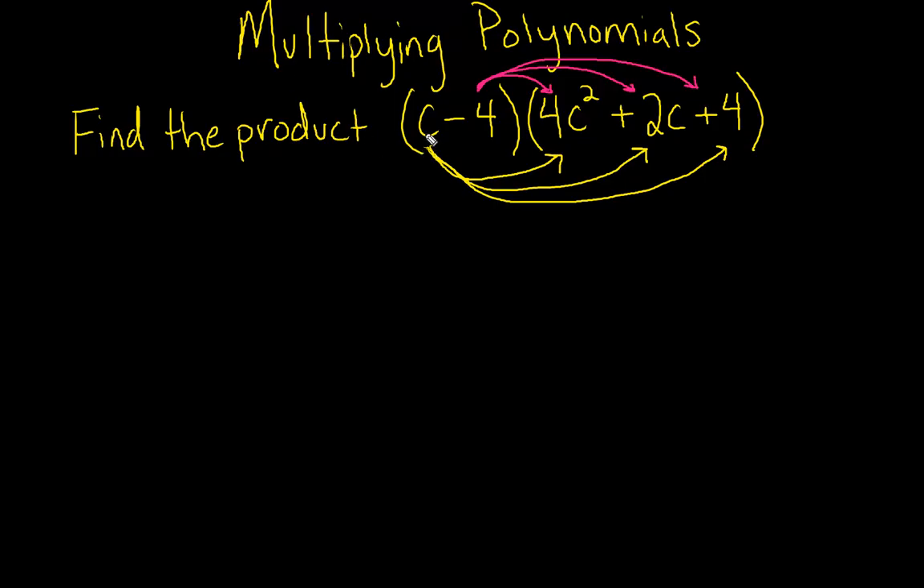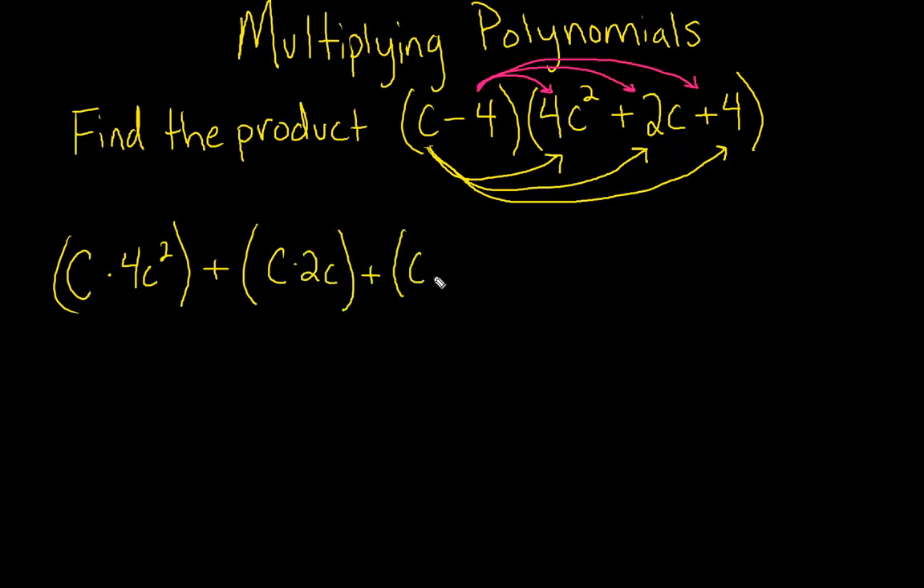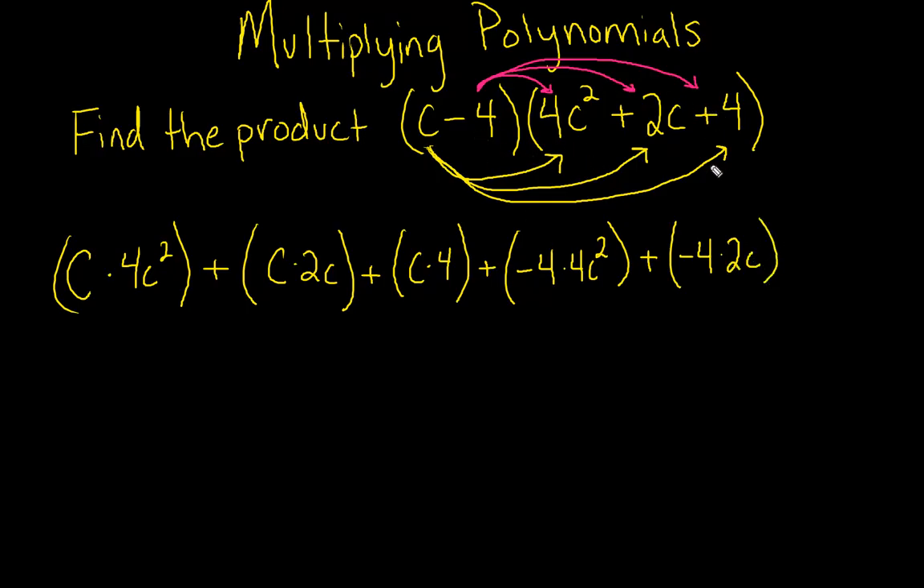I am going to first rewrite this by distributing this c into every single one of these. So this is going to be a little bit lengthy, but bear with me as we go through this. So c times 4c squared, and I'm going to keep parentheses around them, plus c times 2c plus c times 4. And then we're going to move on to the next one. So then we're just going to keep going. Negative 4 times 4c squared. Then we have negative 4 times positive 2c. And then finally a negative 4 times the positive 4.